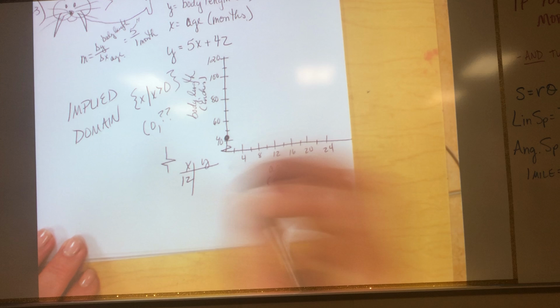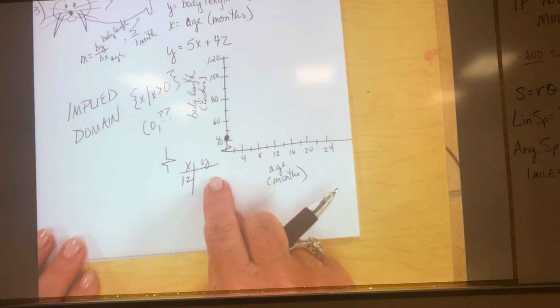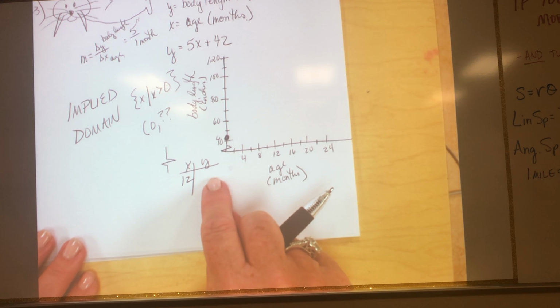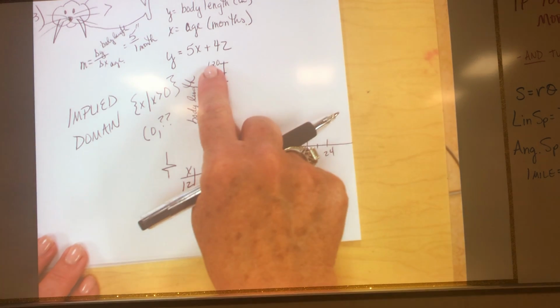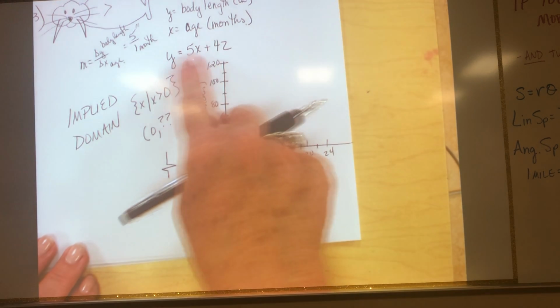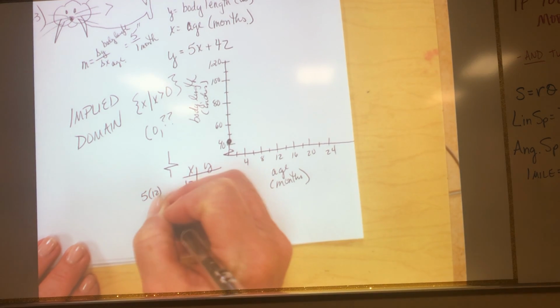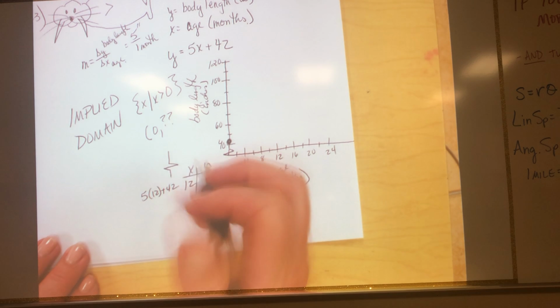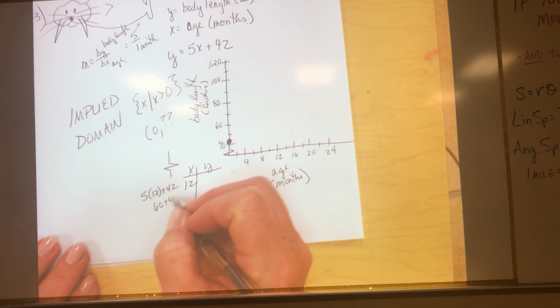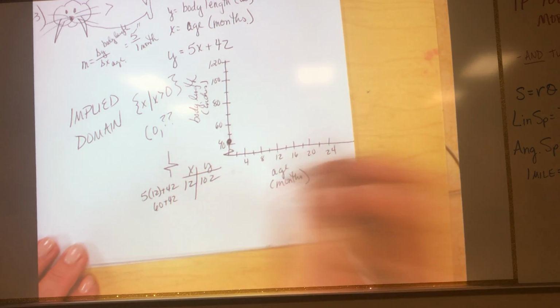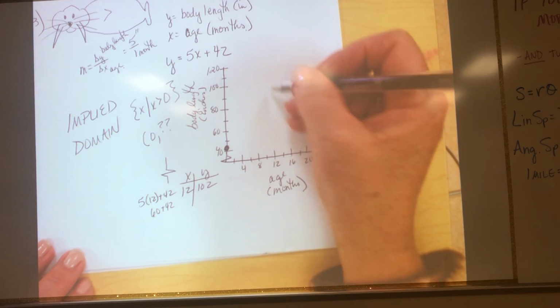And I'm going to say, when x is 12, what's y? Will that give me another point? Yes, ma'am. How am I going to find it? The proportion. Yeah, plug that point in. Y is equal to 5 times 12 plus 42. What's 5 times 12? 60, and 42 make 102. So at 12, he's at 102.